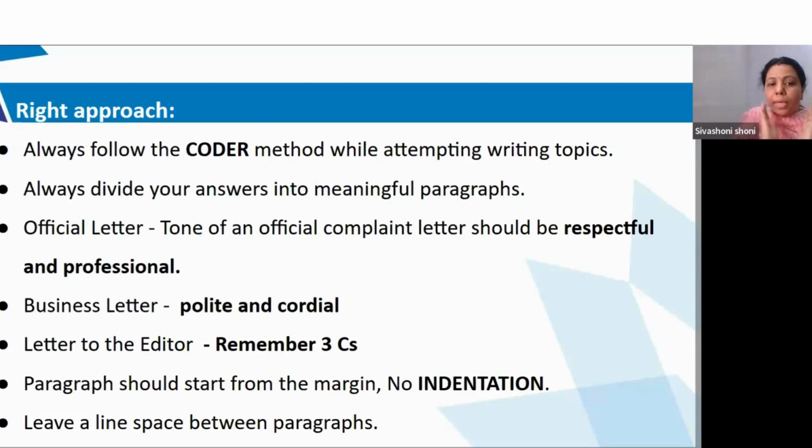Then when it comes to the letter to the editor, always remember the three C's. Any complaint letter, three C's. Remember that you are talking about one problem. That problem would have a cause, the consequences of the problem, and of course the cure for the problem. Generally we call it suggestion, but I felt that if I give it as three C's, it will be easy for you to remember. Three C's in your letter to the editor, so you have to rightly divide it into paragraphs.